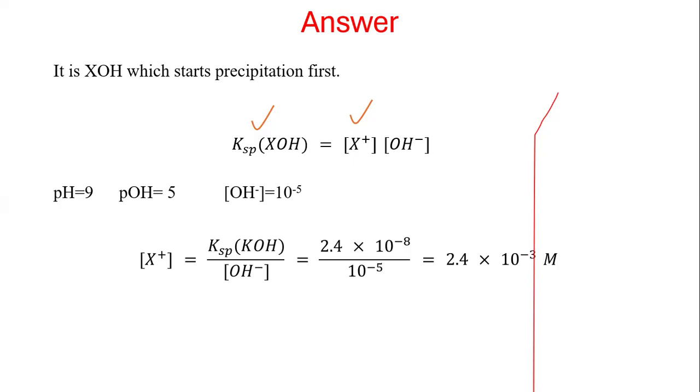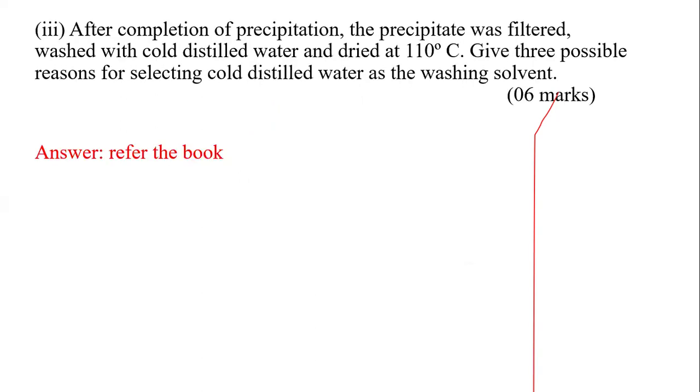Yes, madam. Okay, very good. Very easy question, but you have to put a little bit of thinking because only the pH information is given. How to find OH minus, what is being precipitated first. Those are the things you have to think, right? Okay. Let's look at the third question.